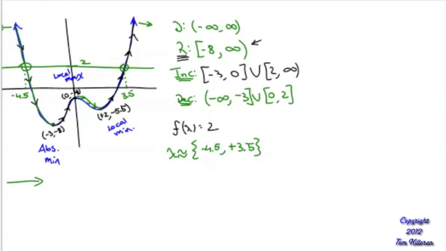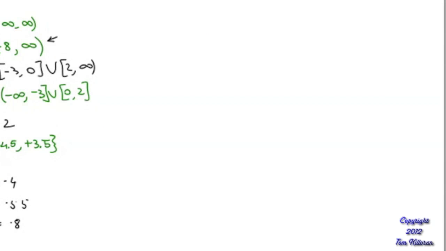Trick question. Someone wanted to say negative 5.5. f of what is what? f of 0 equals negative 4. f of 2 equals negative 5.5. f of negative 3 equals negative 8. When a number's on the inside, it's the x coordinate, and you're looking for the y coordinate.